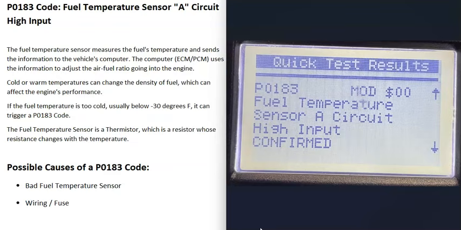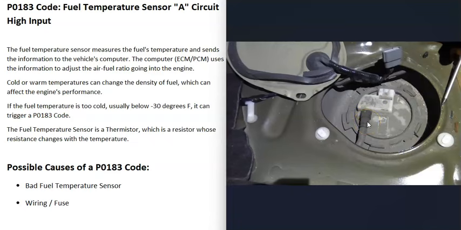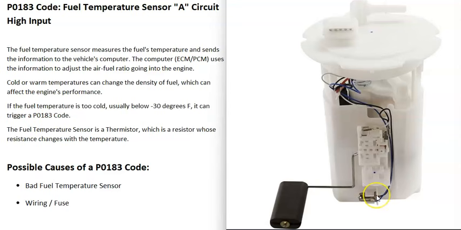And so what would be some possible causes of a P0183 code? Well, the main things that could cause this is either that temperature sensor's gone bad and just needs to be replaced, or there's some kind of issue going on inside the wiring going to the sensor. The fuel temperature sensor is usually located with the fuel pump inside of the gas tank. Although it can vary, it can depend on the vehicle, the year, the make, the model, things like this. But it's usually located with the fuel pump inside of the gas tank.